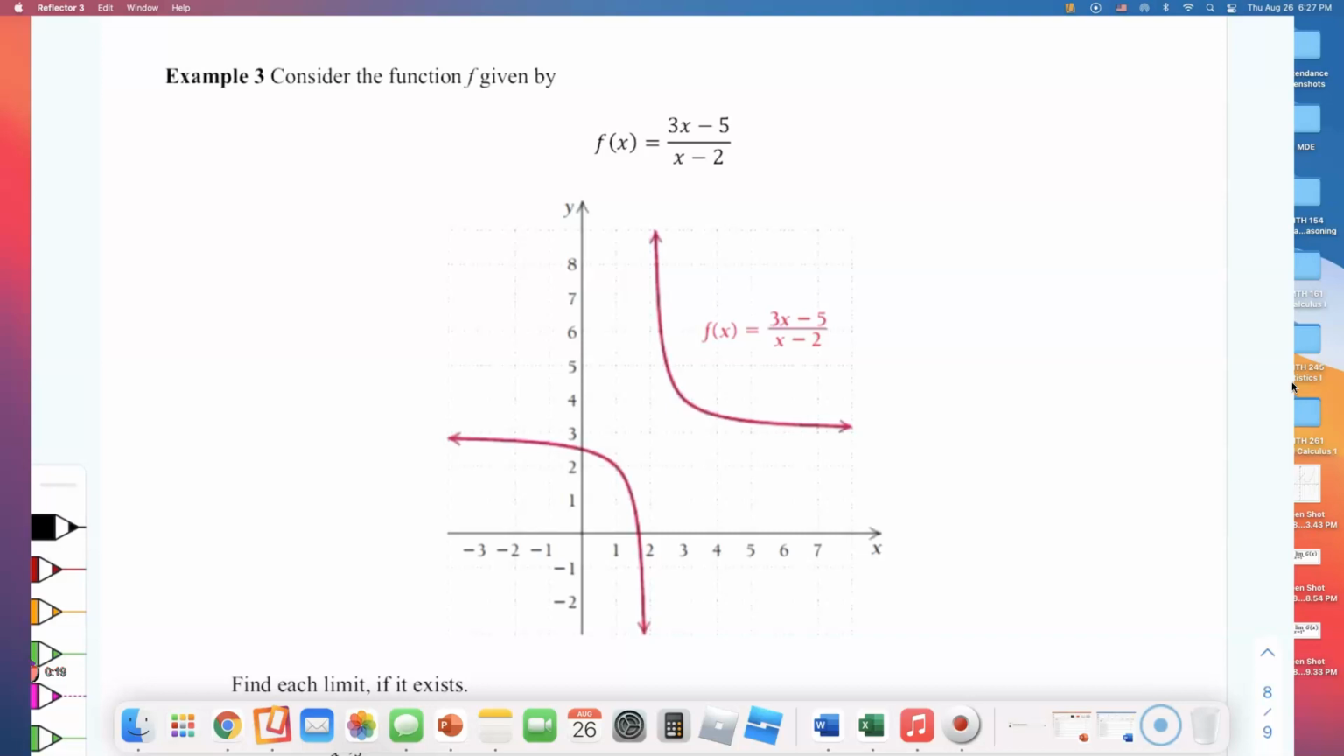Now, do you remember how to find the horizontal asymptote in pre-calculus? If the degree of the numerator and the degree of the denominator are the same, then the horizontal asymptote is the ratio of the leading coefficients, right? a_n divided by b_m. Using that rule, I think you remember that. You probably learned that in 161. The horizontal asymptote is at 3 over 1.